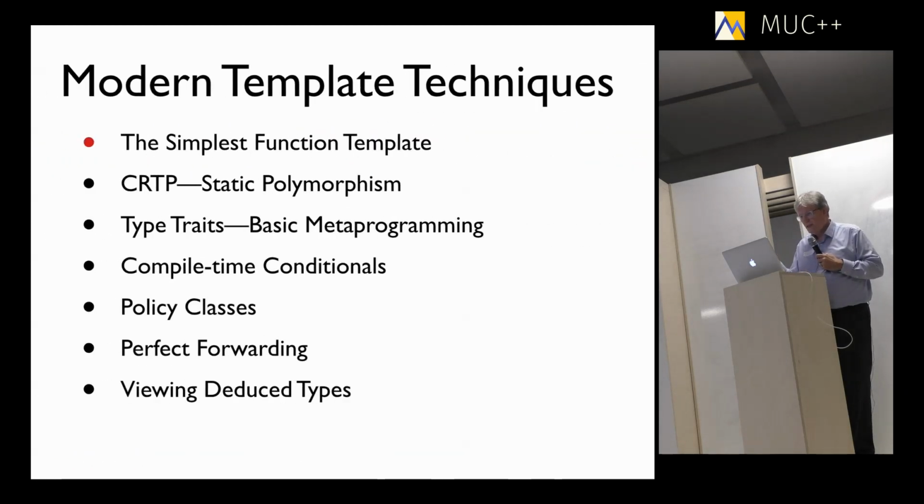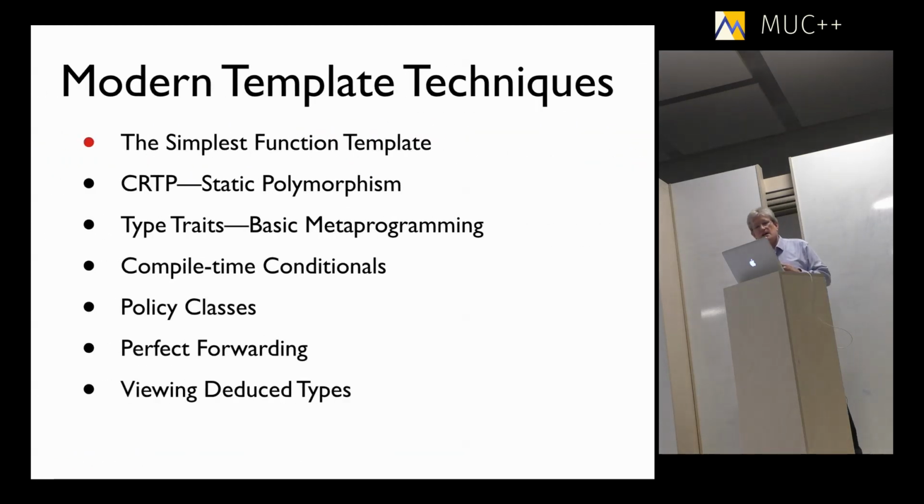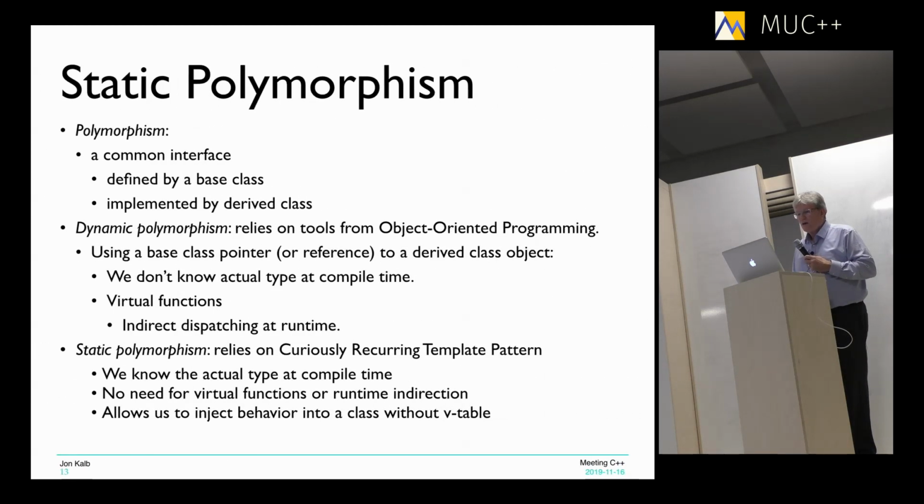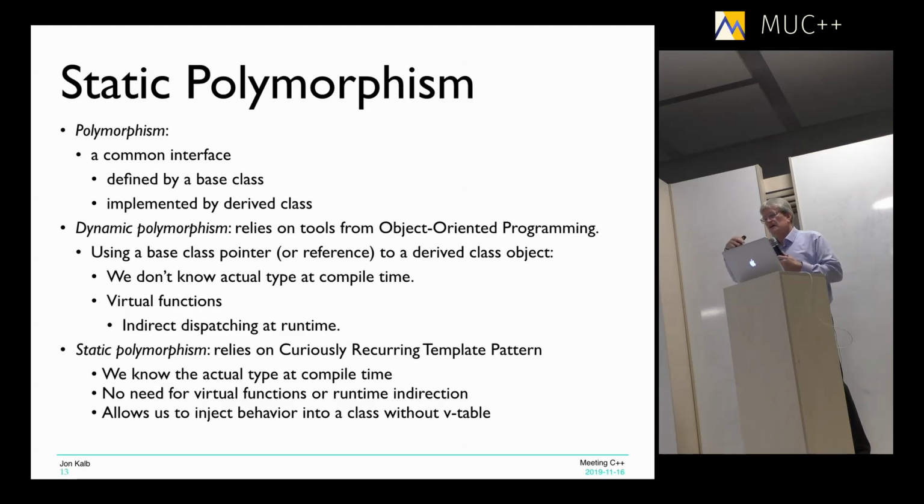Okay. So now I'm going to talk a little bit about CRTP, or static polymorphism. So what is polymorphism? There's a number of different ways to look at it, but the way I want to focus on it tonight is to say that we have some kind of common interface, but the implementations differ by different classes. So in an object-oriented world, dynamic polymorphism, we would have a base class which defines an API with virtual functions, and we dispatch to that at runtime.